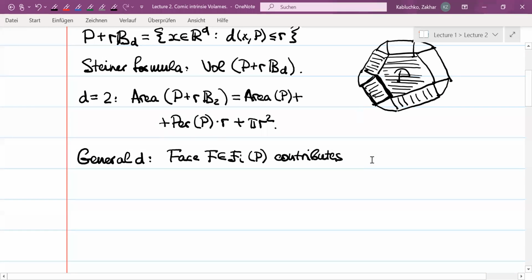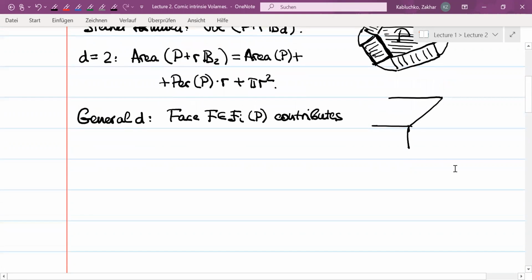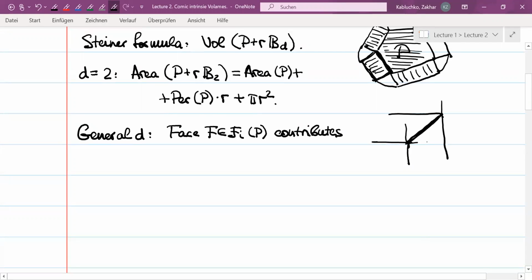To give another example, let us consider something in dimension 3, something like this. This is a part of a polytope, and I would like to consider the contribution of this face. It contributes the following domain, something like this. I hope you understand what I mean by the contribution of a face.